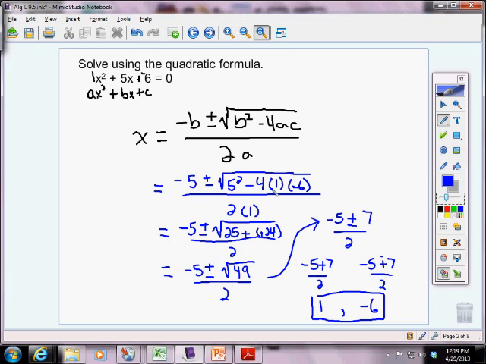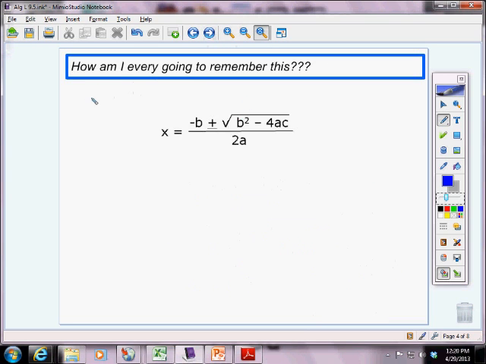Okay, so again, quadratic formula tells us exactly what it is instead of us having to rely on a graph. Let's look at another page here. How are you going to remember this, our quadratic formula?